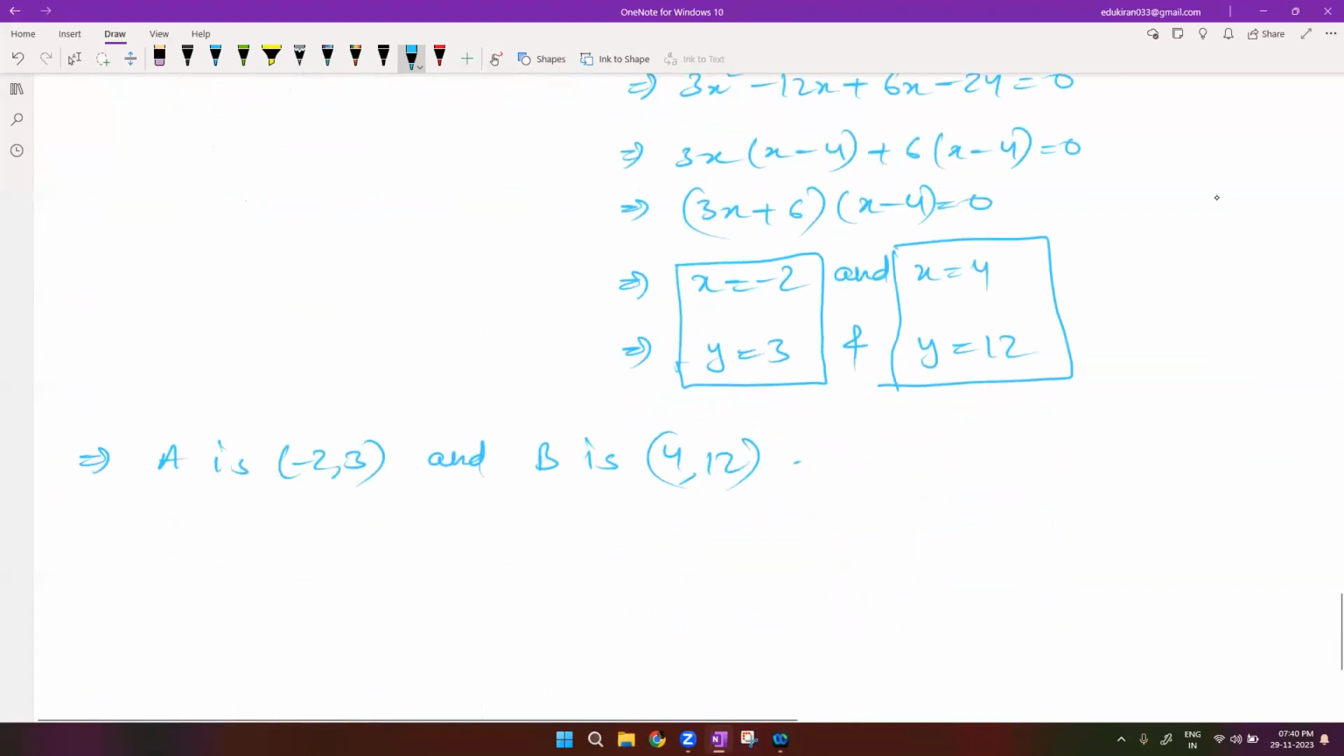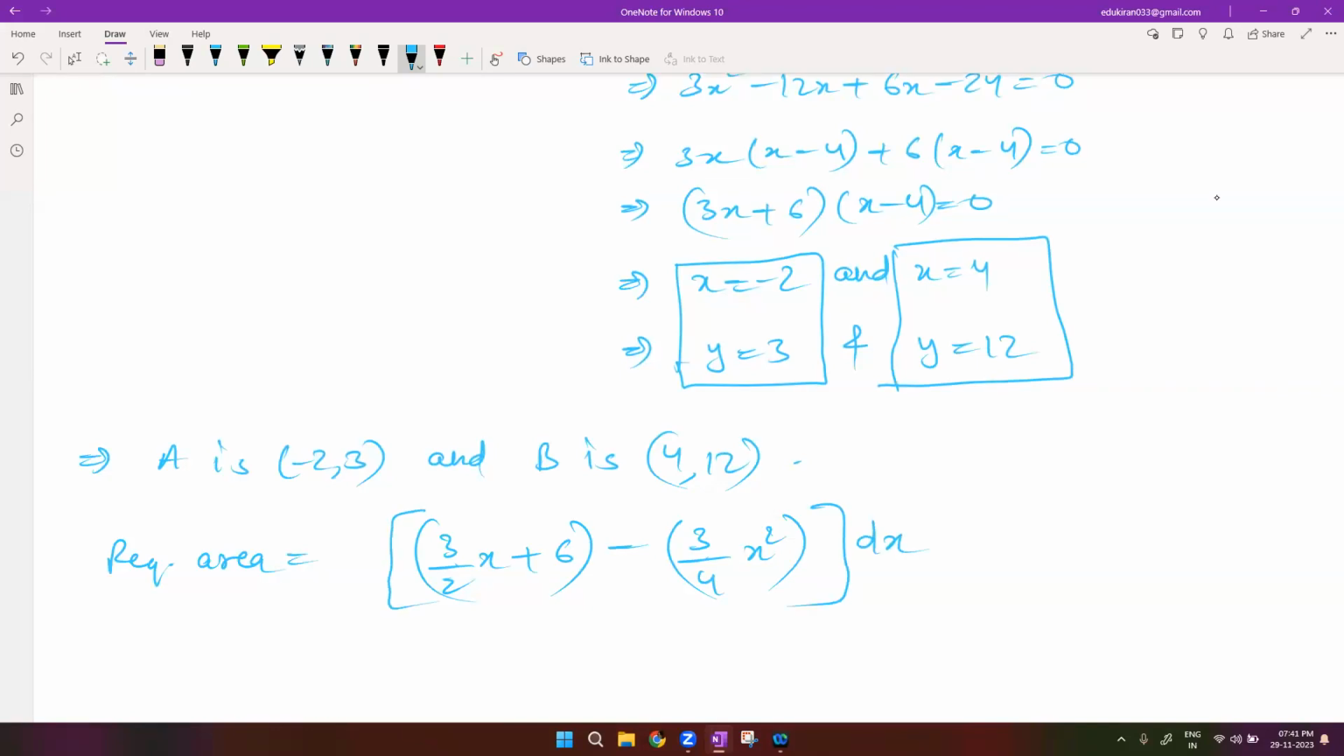Correct? To find the required area, we take the upper curve. The upper curve is what? The line. We subtract the lower curve, which is what? The parabola. And we integrate this whole thing with respect to dx, with limits of x starting at -2 and ending at 4. Whatever you get after this will be your answer.